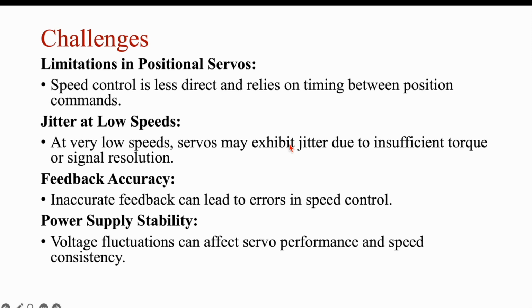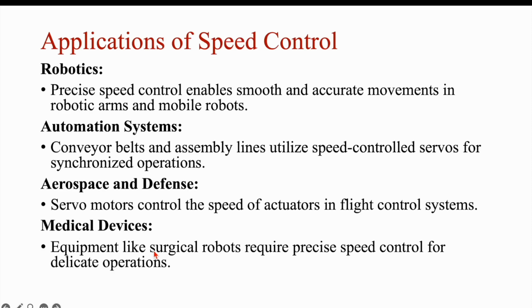So what are the other challenges? Limitation in positional servos: speed control is less direct and relies on timing between position commands. Jitter at low speeds: at very low speeds, the servo may exhibit jitter due to insufficient torque or signal resolution. Feedback accuracy: inaccurate feedback can lead to errors in speed control. Power supply stability: voltage fluctuations can affect servo performance and speed consistency.